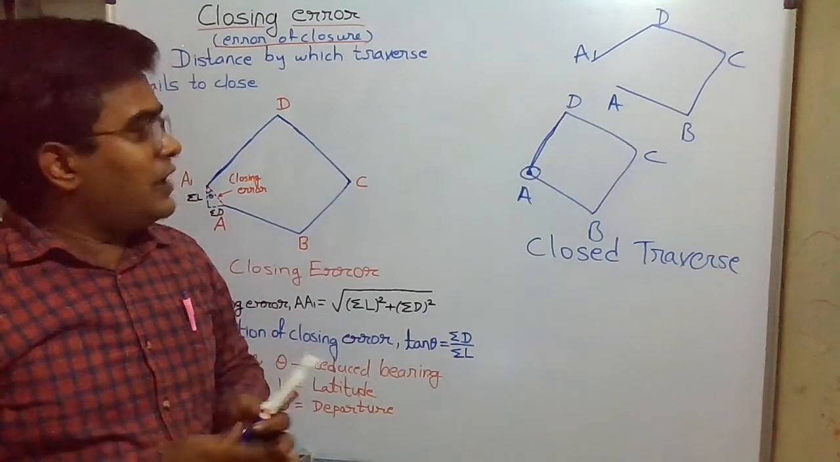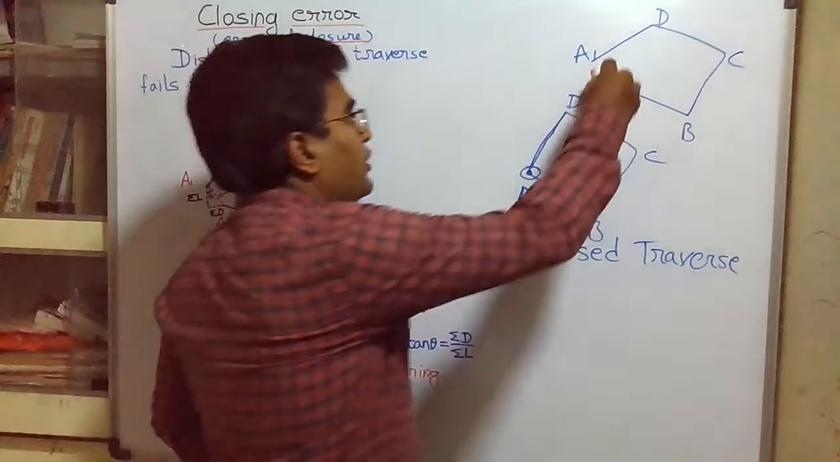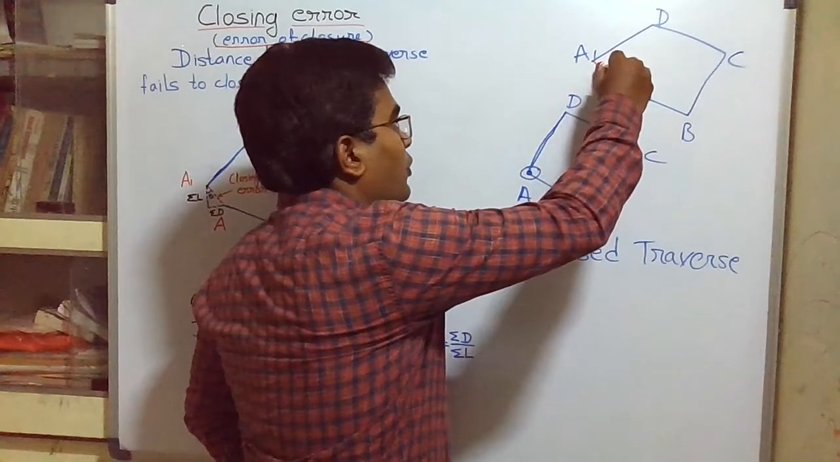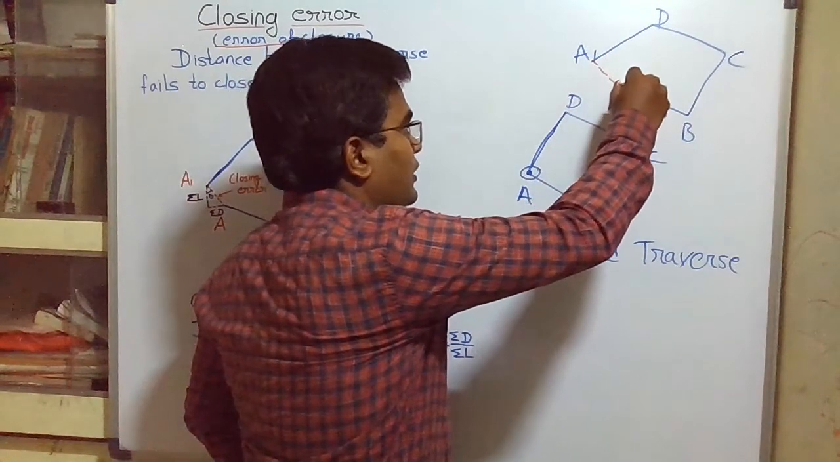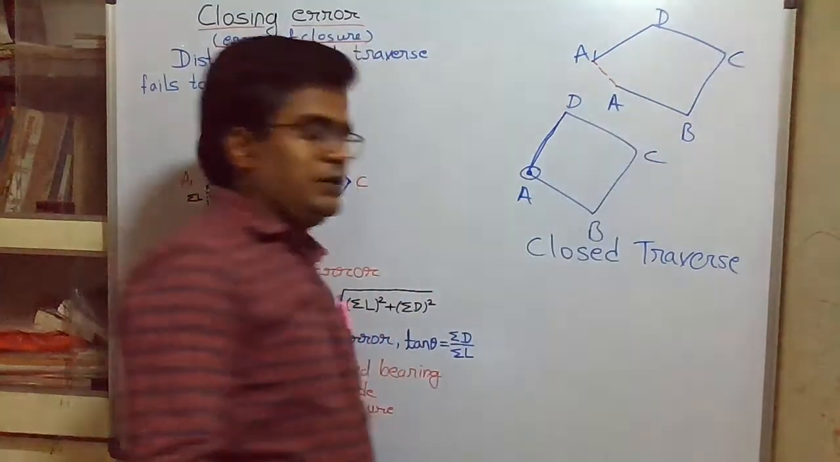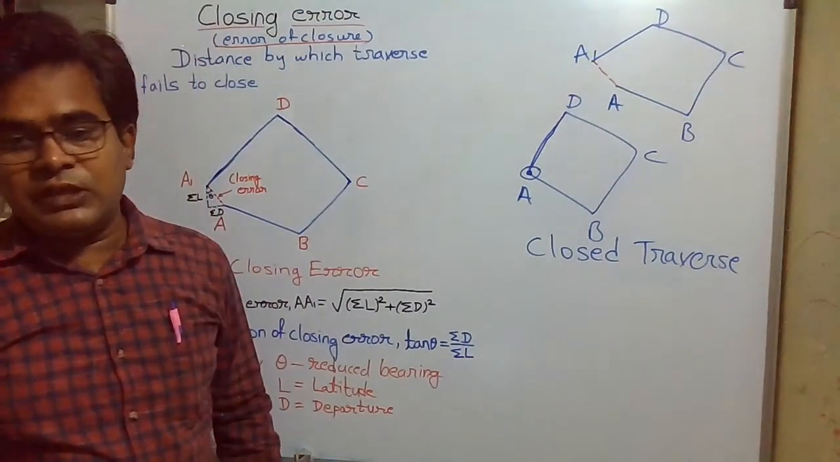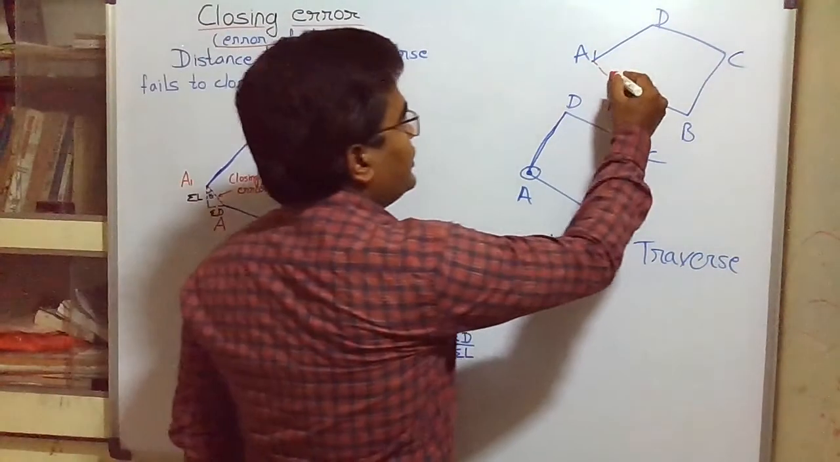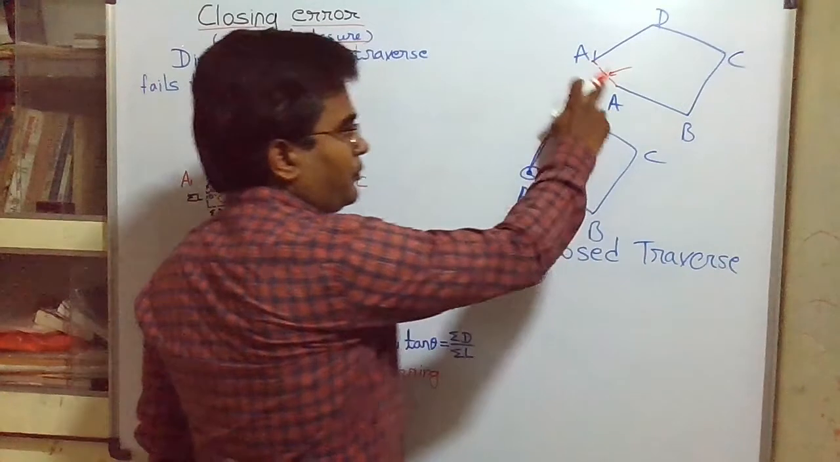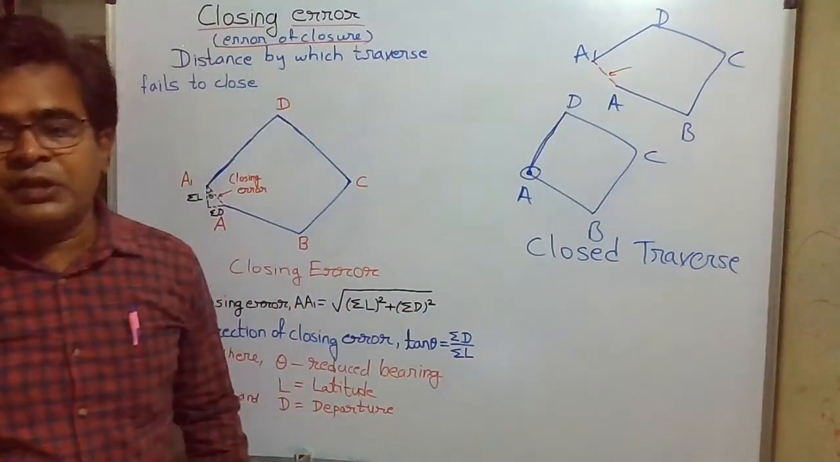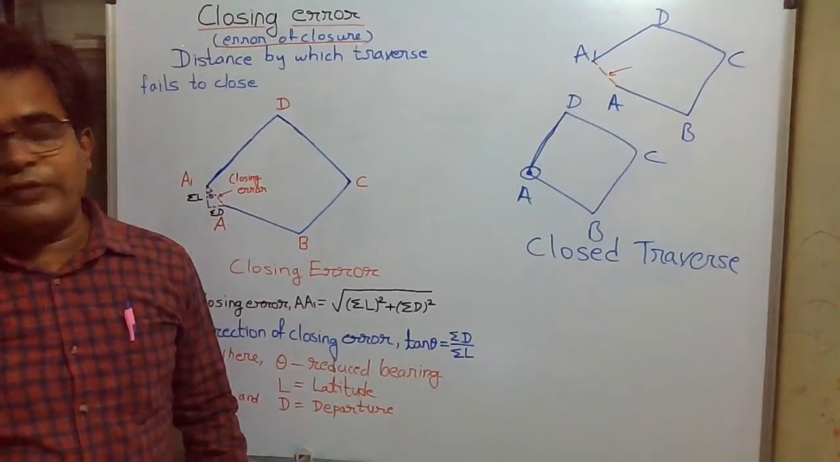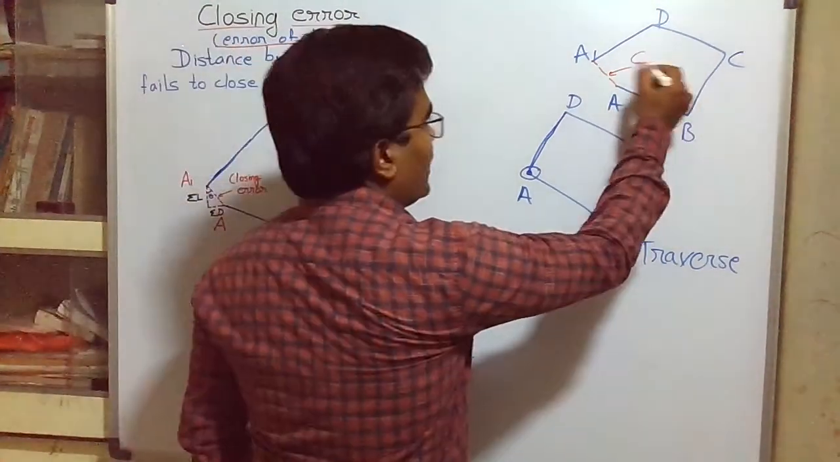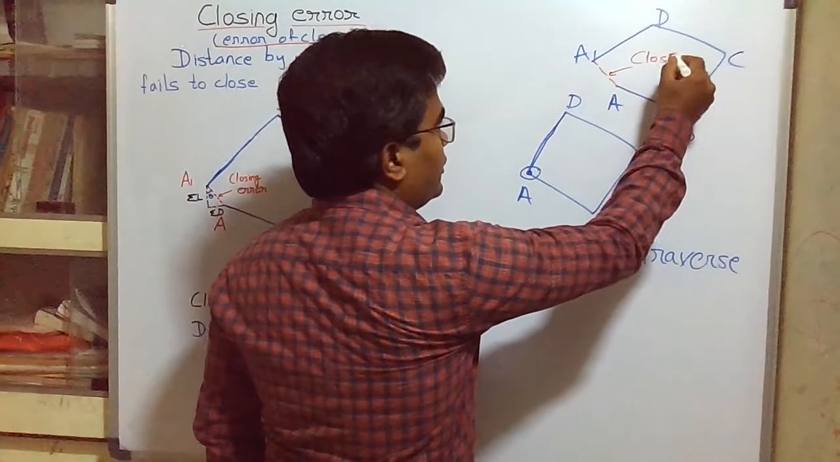So this is the error, where this is the distance between the end point and the starting point of the traverse. That is the distance by which this traverse fails to close. This distance by which the ABCD traverse fails to close is called the closing error. What do we call this? Closing error.